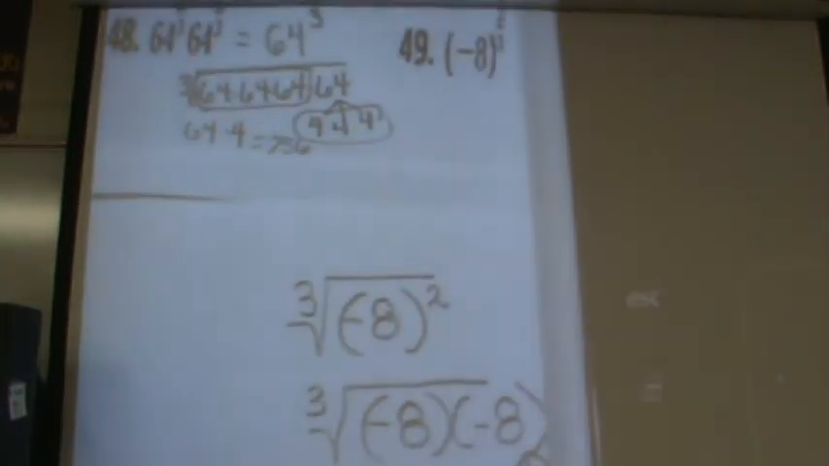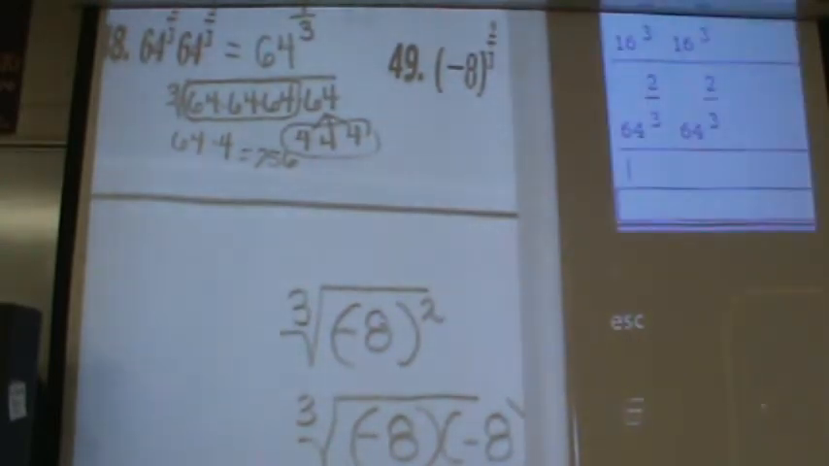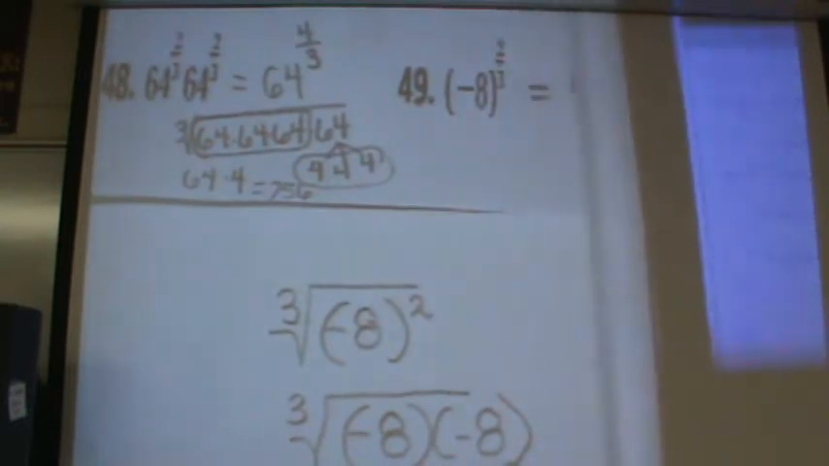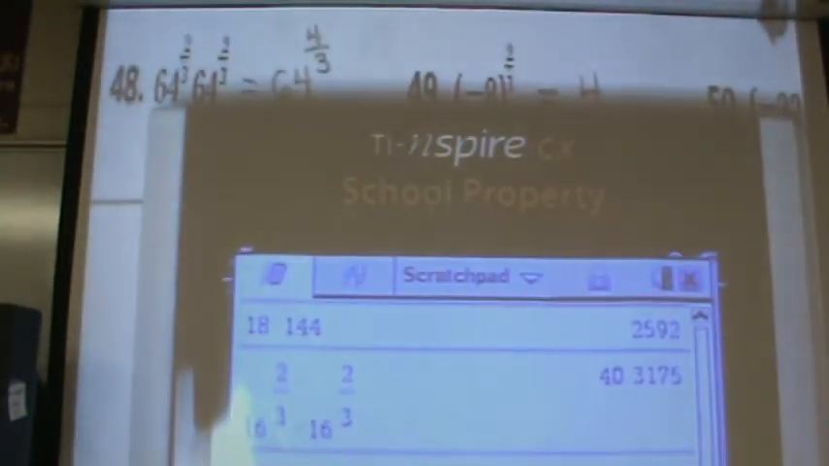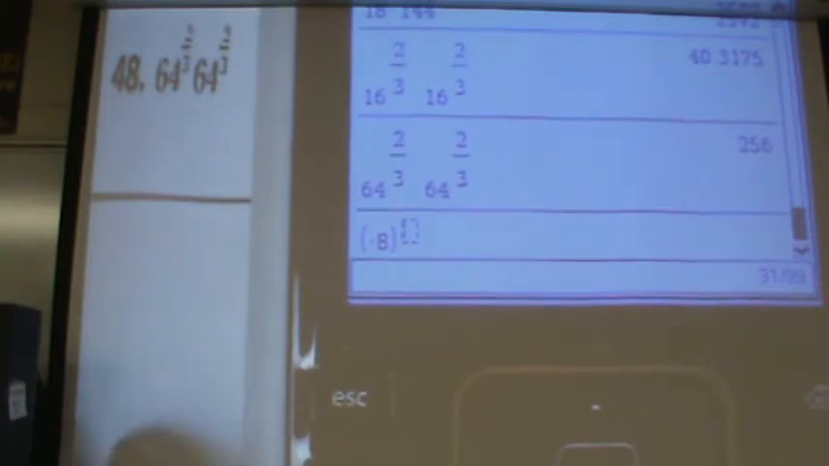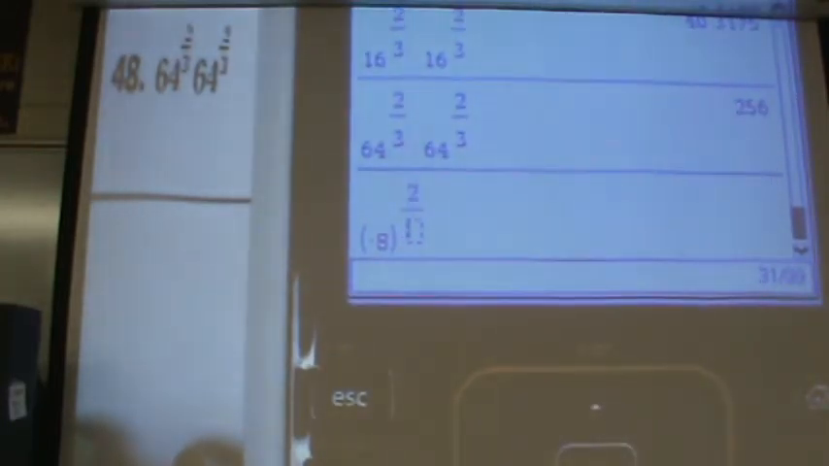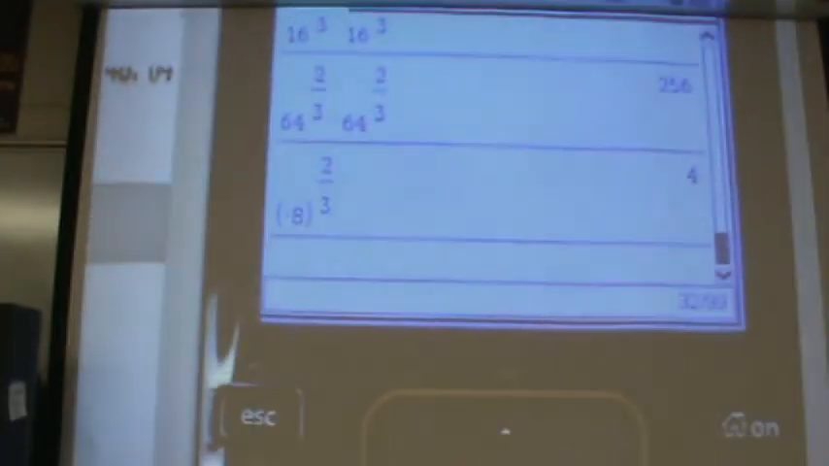Now, if you do not put -8 in parentheses, you'll get it wrong. So, you're gonna put parenthesis, -8, parenthesis. Raise that to the what power? 2/3. Yep. And then hit enter, and guess what we got? 4.